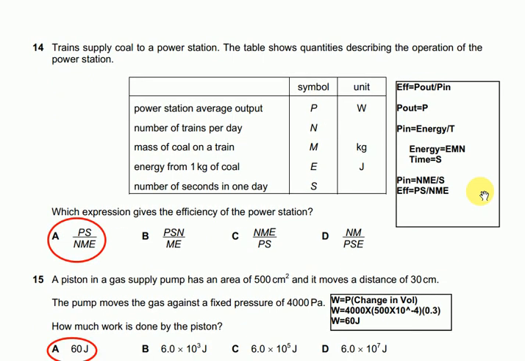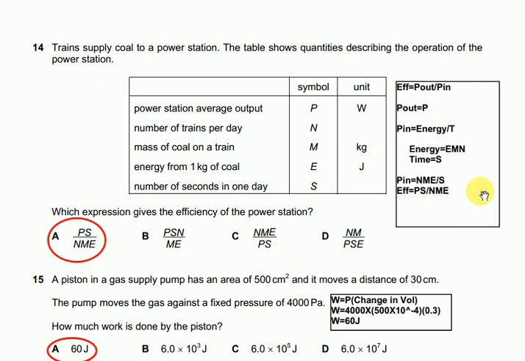A train supplies coal to a power station. The table shows quantities describing the operation of the power station. The power station output P is given, the number of trains per day N is given, the mass of the coal on a train M, energy from 1 kg of coal is E, and the number of seconds in 1 day is S. Which expression gives the efficiency of the power station?